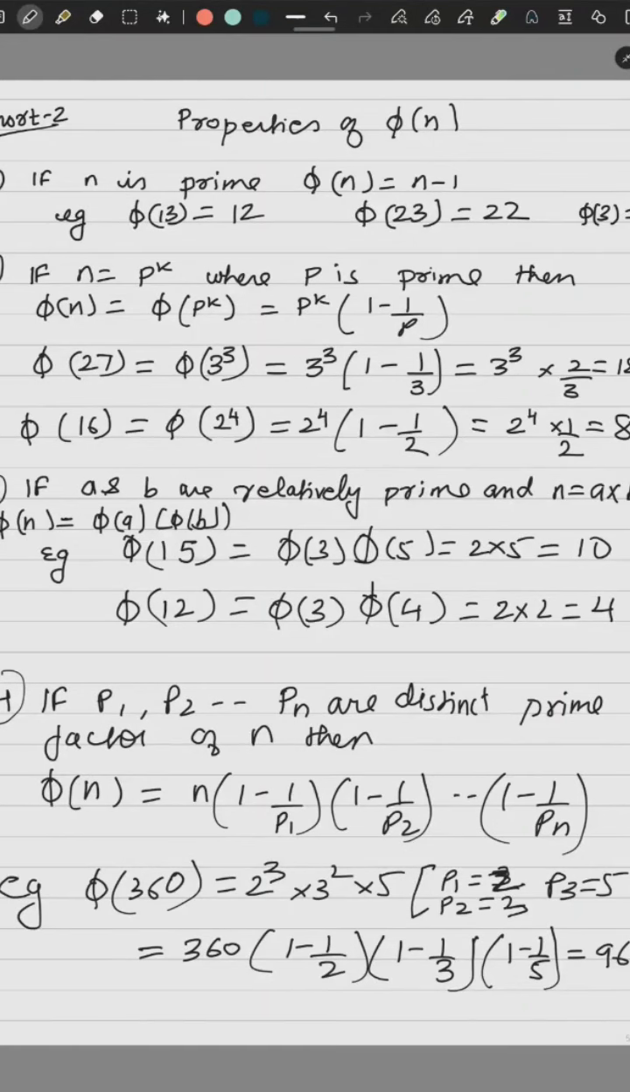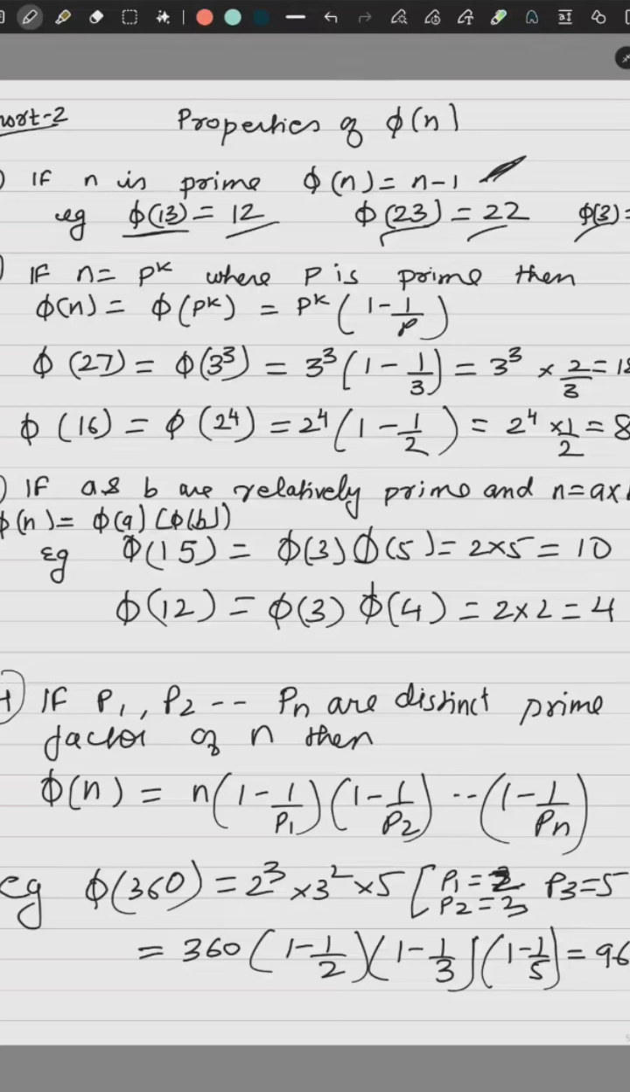In the last video, I told you what exactly phi n is, which is also known as Euler's function. Let us check a few properties of phi. Now, if n is prime, then phi n is equal to n minus 1. For example, phi 13: 13 is prime, so the answer will be 12. 23 is prime, so the answer will be 22. 3 is prime, so the answer will be 2. So, 1 less than the prime number.